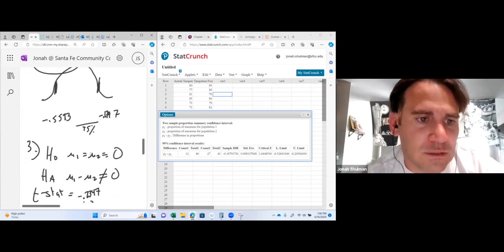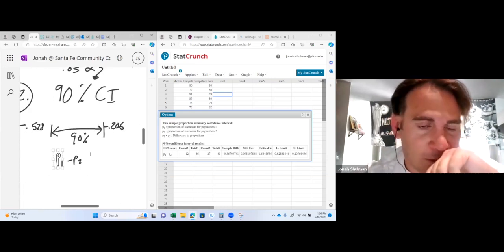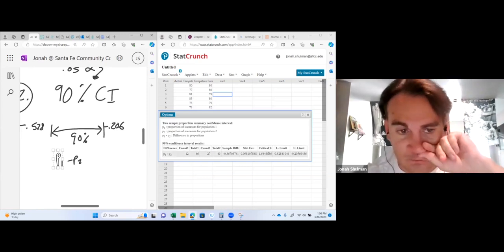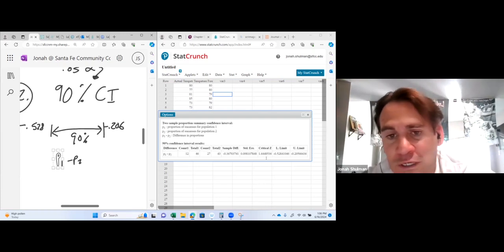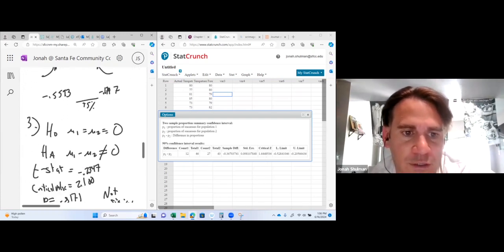All right. So let me try 3 again. So I did 1 and 2. That's why it's 90%, because our critical value was this 1.644. So we're using the same critical value because that's the one for 90%. That makes sense. All right, let's go to 3.